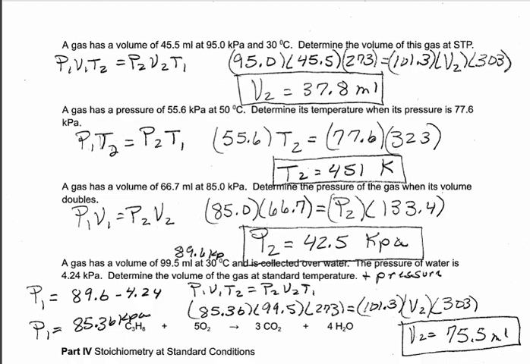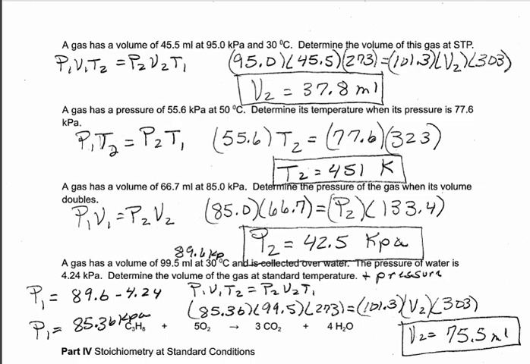All right, now we have more gas law calculations. Now we have a combined gas law, P1 V1 T2 equals P2 V2 T1. So then our pressure 95 multiplied by the milliliters, 45.5. Our temperature 2, since we're at STP, is going to be 273. And our pressure is 101.3 since we're at STP, times volume 2 times 303.